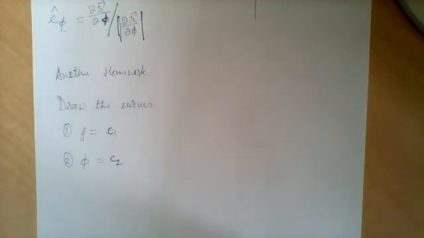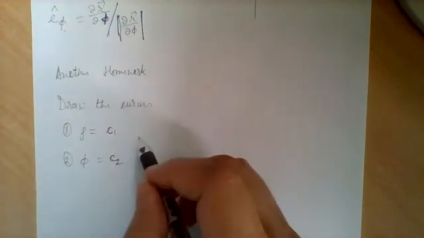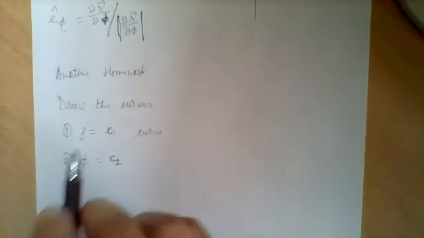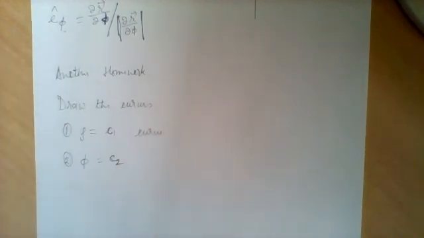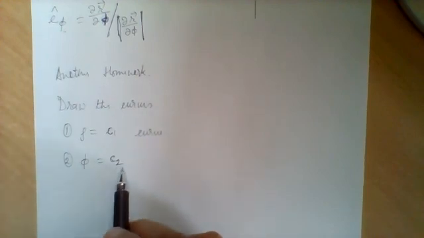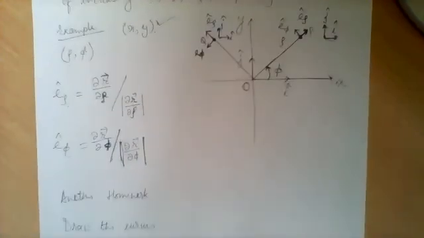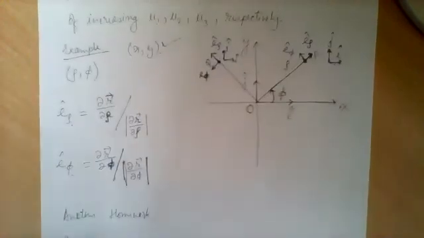So what you have to do at home is draw the curve for rho equal to constant, and the curve for phi equal to constant. Then the curvilinear coordinates concept will be clear.